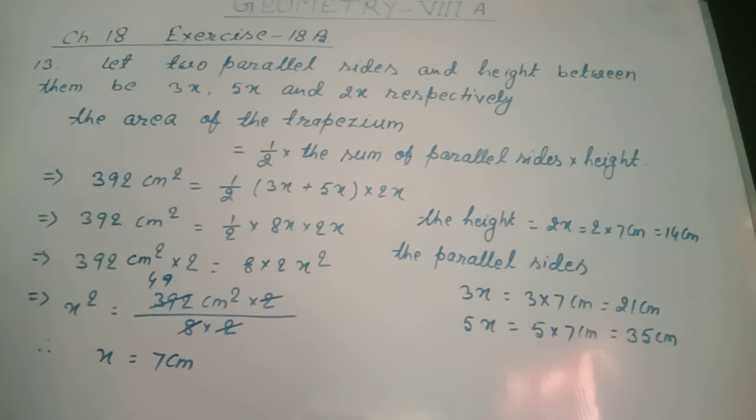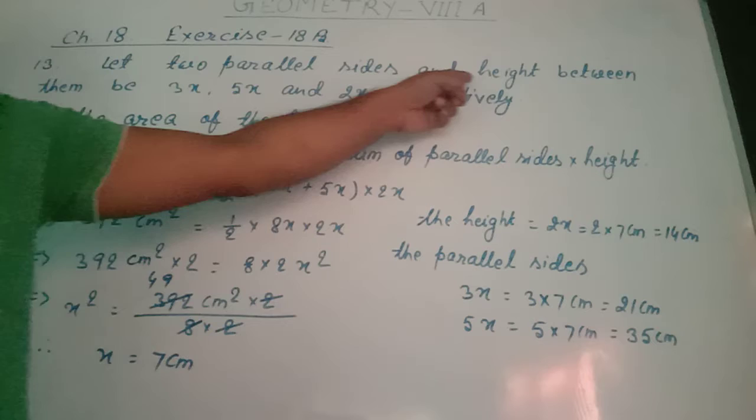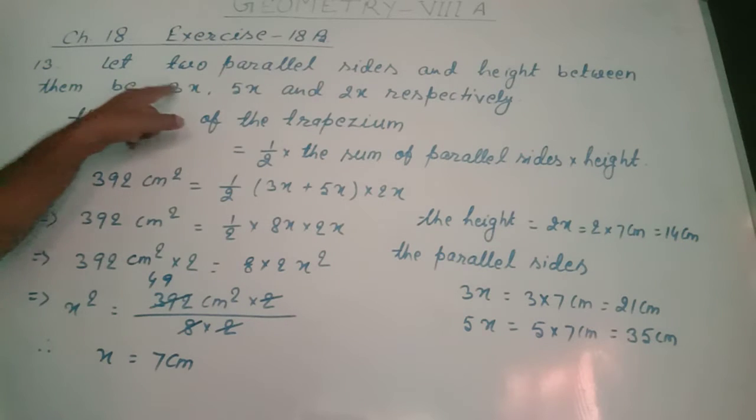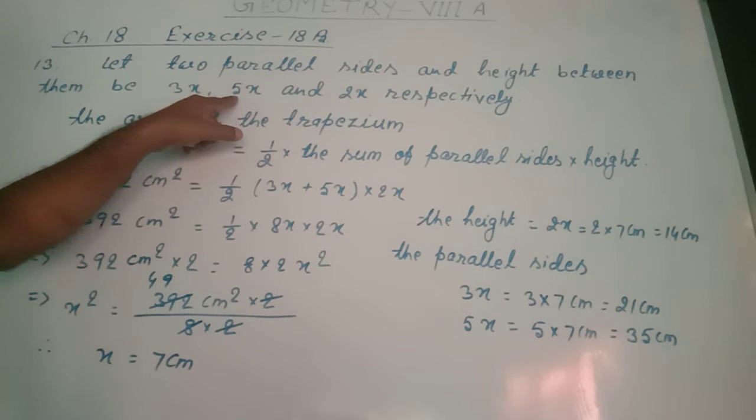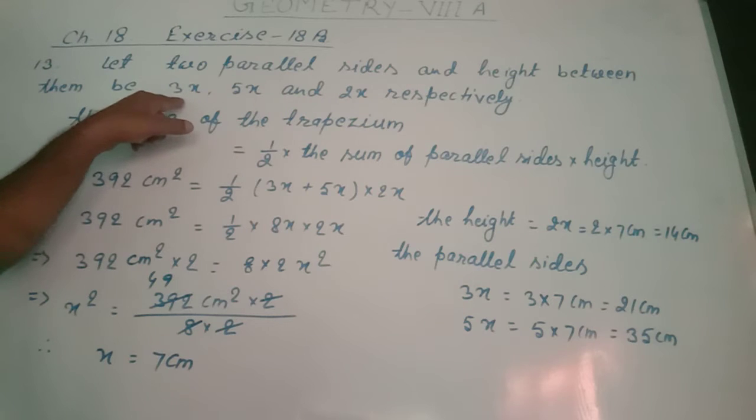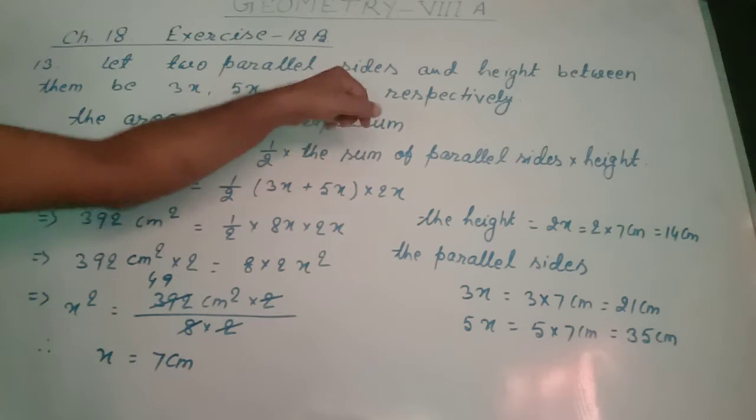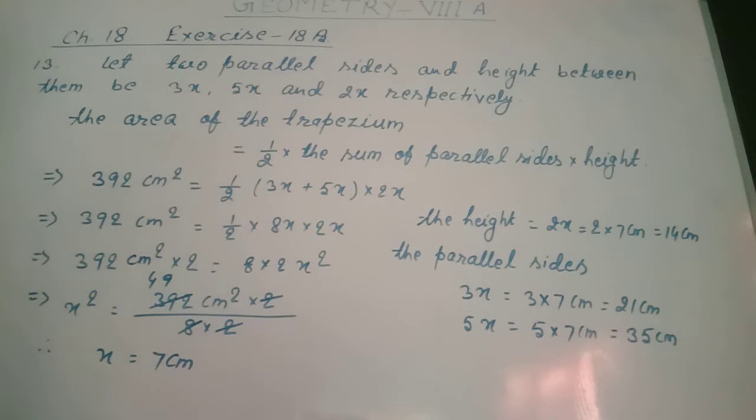As the ratio of two parallel sides and the height is given as 3:5:2, so we can consider let two parallel sides be 3x and 5x. These two are the parallel sides, and the height between them is 2x respectively. Then the area of the trapezium equals half into the sum of parallel sides into height.